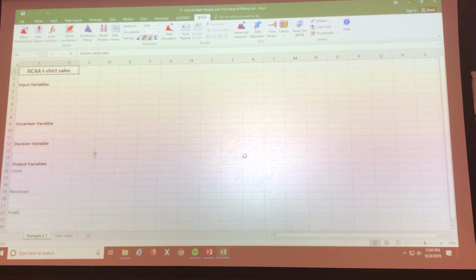So if you were looking just at that PowerPoint, we have a few known variables. What are some known input variables that we have? Some costs. What are some costs we have?